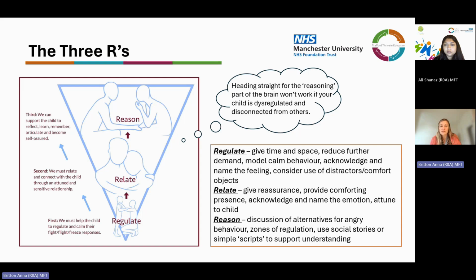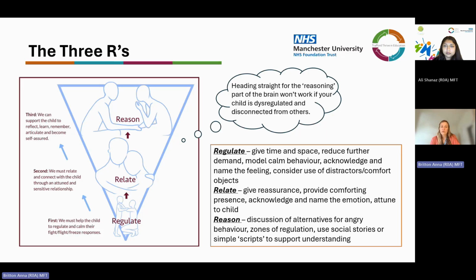The next R is relate. It's important not to jump into relating too quickly. You really want to see that fight, flight, freeze response has reduced before you move into this section. But at this point, you can give reassurance, you can provide a comforting presence, you can acknowledge and name that emotion again and attune with that young person. It's really nice at this point to thank them for any engagement that they show in either talking to you, telling you how they're feeling, or just reacting to your presence in a positive way. Because I think that's really affirming for them and it shows them that relating is important in calming themselves down.